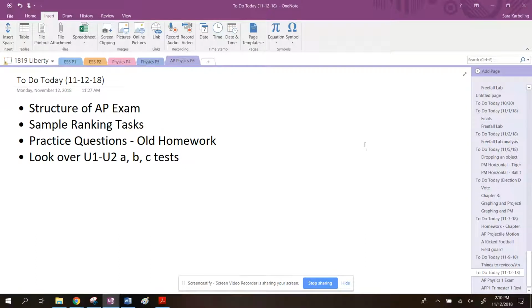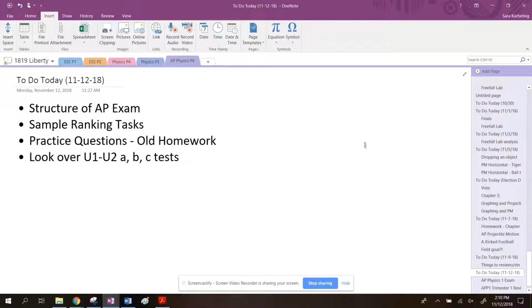I am going to try and do as much review physics stuff with you today as we can. I know that on Friday, a couple people had asked me about the structure of the AP exam, so I pulled that off of the website so we can talk about that briefly. I've got some ranking tasks that I just printed off, so there's lots of practice ranking task stuff. We can go through practice old homework questions.